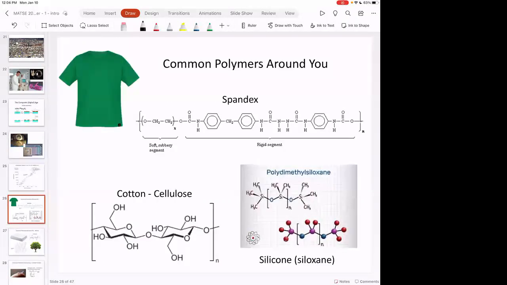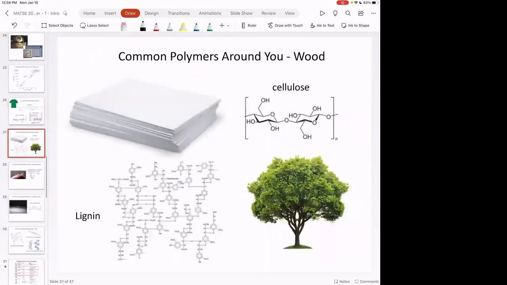All right. And so there's lots of common polymers in clothing. Whether you're interested in silicones, which is a polymer. Of course, silicon is an element. Cotton is a polymer. Spandex, if you know what that is. So this is synthetic rubber that's in lots of different clothing. That's a type of polymer. And here's cellulose again.